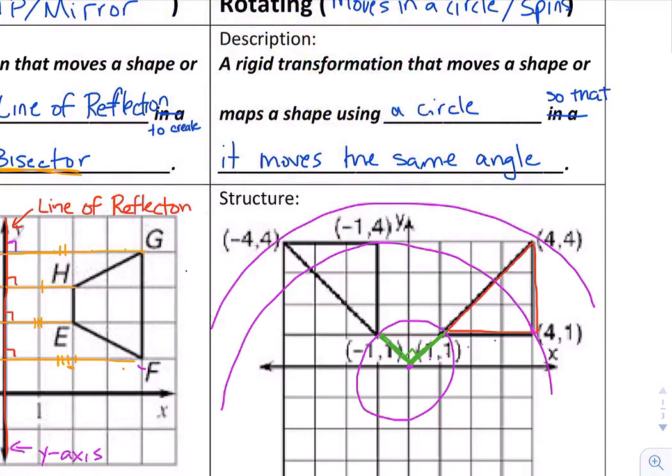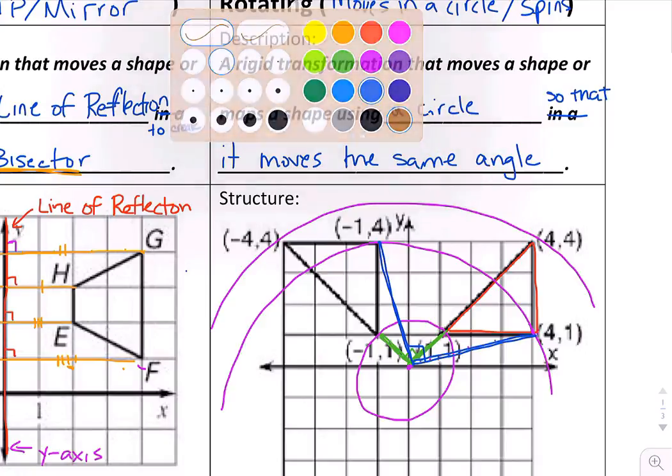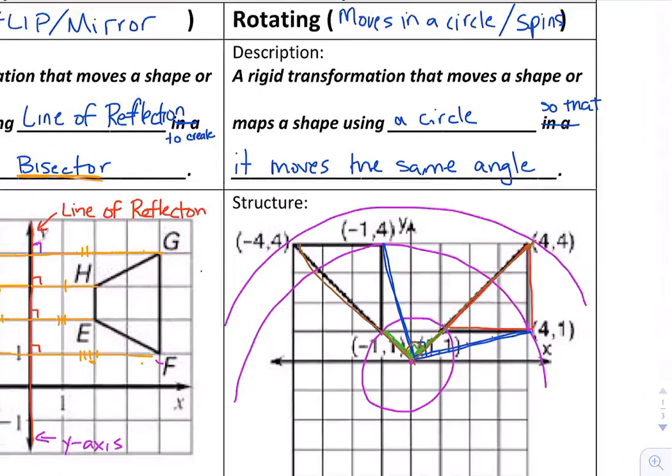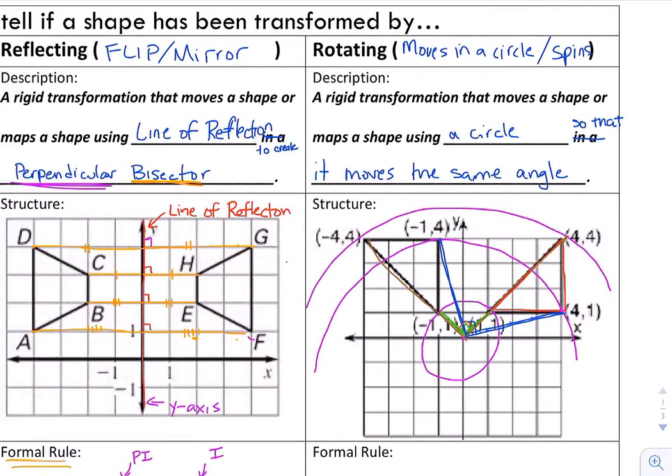If we do that for the other ones, if I connect this point and this point, again, you can see we have a right angle. One more time, if I connect this point and this point, we have another right angle. So these are the two things that have to happen. One, you have to be moving along a circle. And two, you have to be able to look at the angle between the pre-image, the center, and the image. As long as those are the same and it moves the same angle, then you've got a rotation.